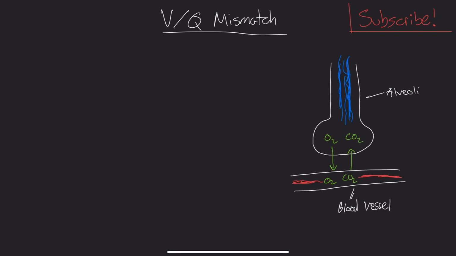Today we'll be talking about ventilation-perfusion ratios, and we'll get into some specifics of VQ mismatching, such as shunts and dead space. So let's get right into it here. I want to start with this little picture I drew. All we have here is an alveoli, and then I have a blood vessel.